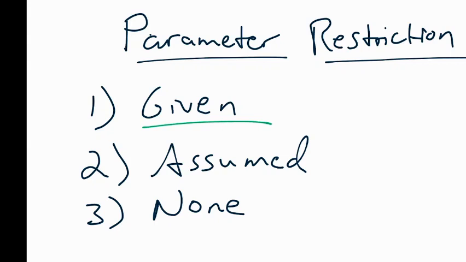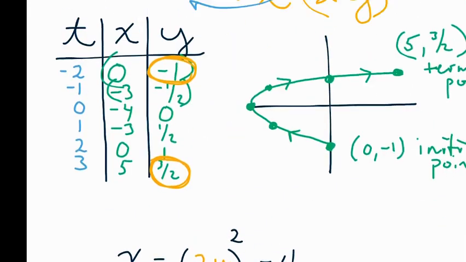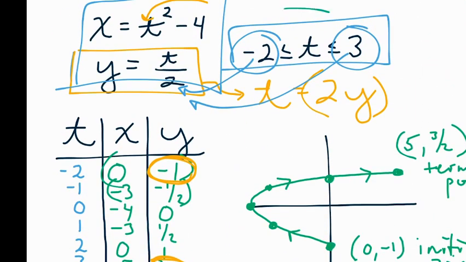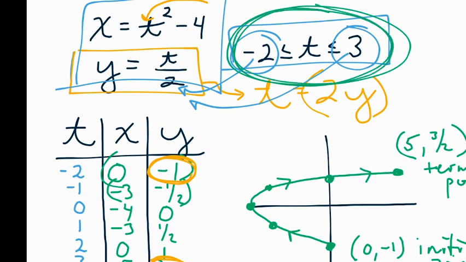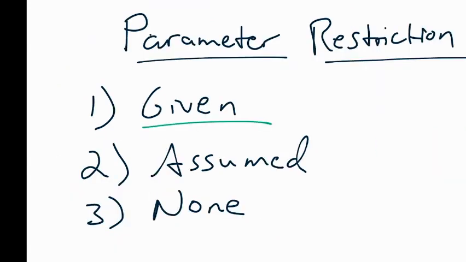There's the scenario where the parameter restriction is given. A parameter restriction that is given is like this problem, when -2 less than or equal to t less than or equal to 3 was given. It was just part of the original problem. Nobody questioned it. We used it. Okay, it was given.